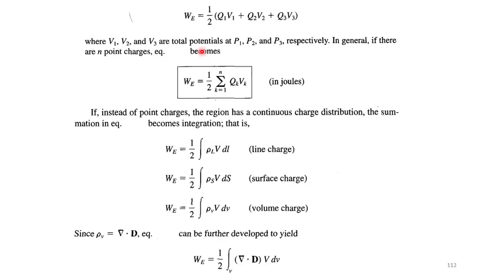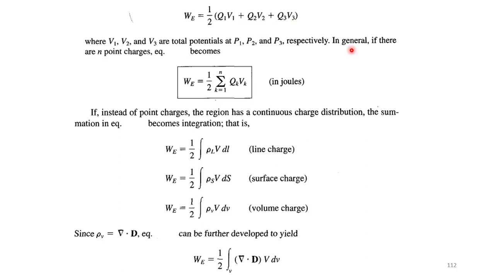Now, if I want to calculate the work done, this work done can be written as 1 by 2 in bracket Q1 V1 plus Q2 V2 plus Q3 V3, where V1, V2 and V3 are the potentials at point 1, point 2 and point 3 respectively. So in general, now this equation is written for 3 point charges.